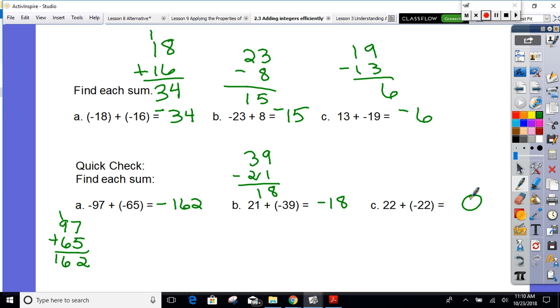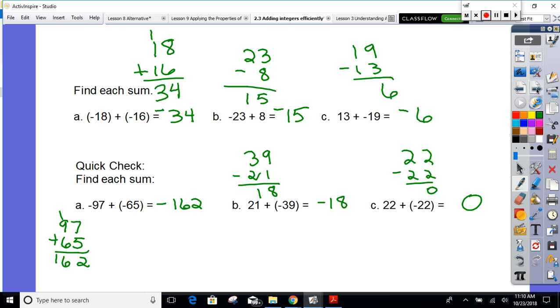Good. The signs are different. 22 is positive. This one is negative, so we subtract. 22 minus 22 is just 0. There's no keeping the sign of the larger number because neither one is larger than the other. The arrows are the same length, and that's what gets us back to 0. Okay, any questions about this?